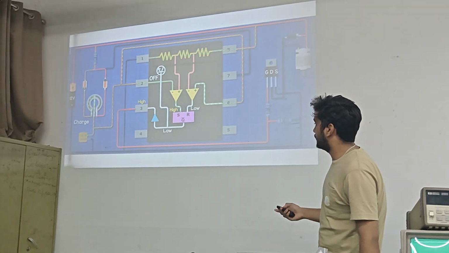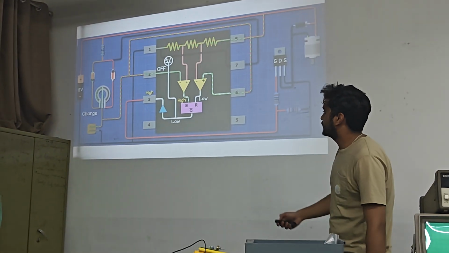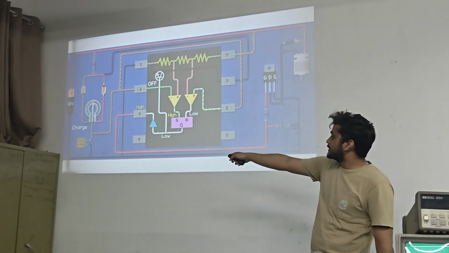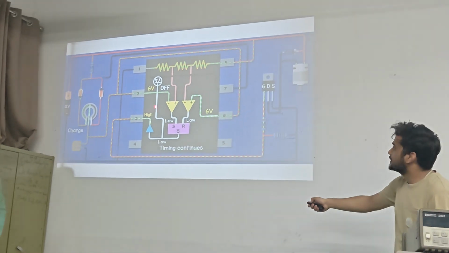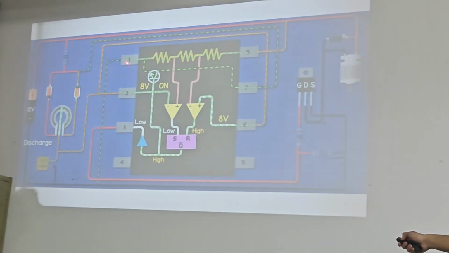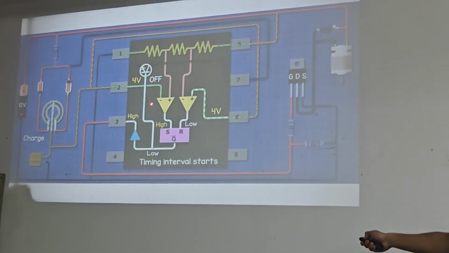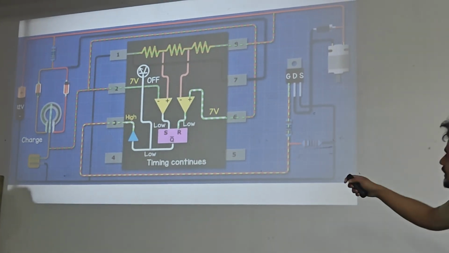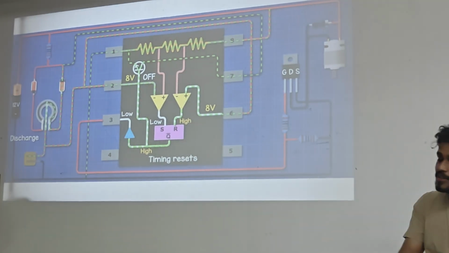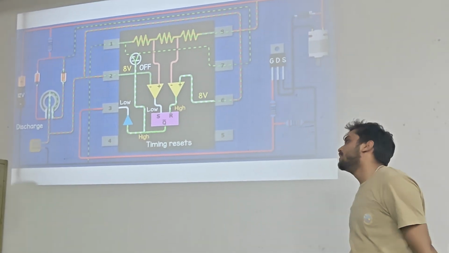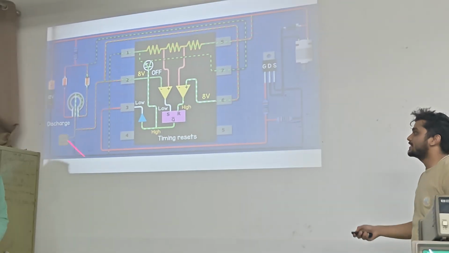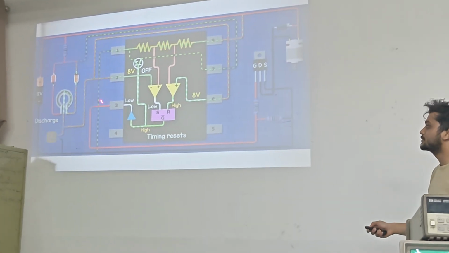So I have a short demonstration. Right now the capacitor is charging, its voltage is increasing. When it reaches 8 volts, it starts to discharge. After a while of discharging, the voltage reduces and reaches 4 volts, and when it reaches 4 volts, it again starts to charge. In that way, the discharging and charging of the capacitor will generate a square wave over here.